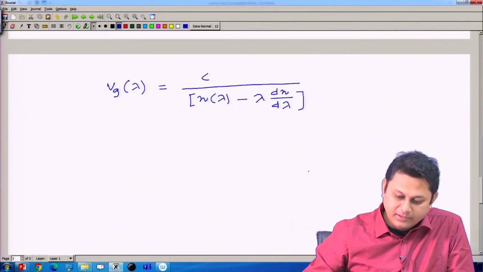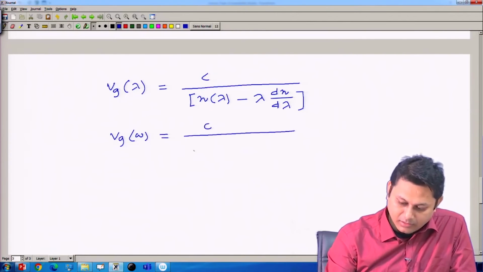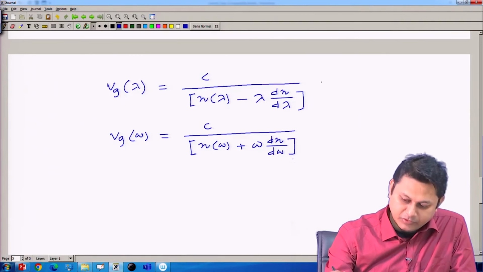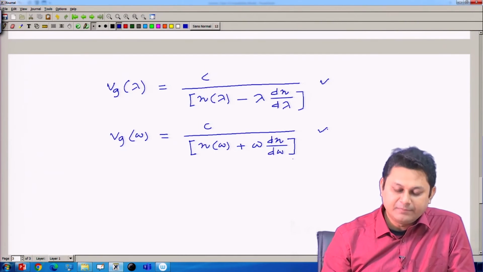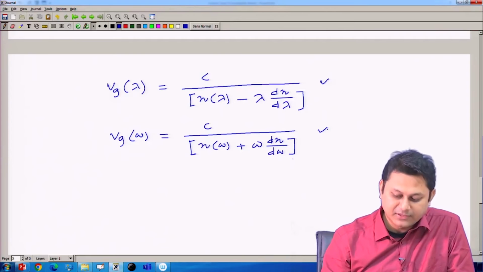and if I want to write this in terms of frequency, it is Vg equals c, which is the velocity of light, divided by n of omega plus omega dn d omega. So, these two forms I can have if n, the refractive index, is given as a function of lambda or is given as a function of omega.